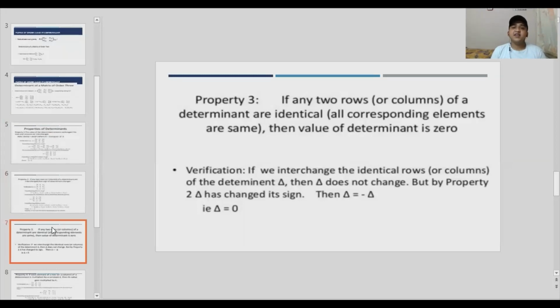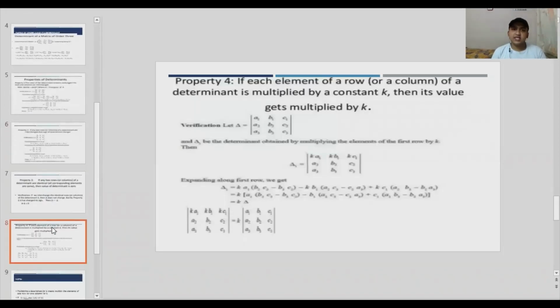Property 3. If any two rows or columns of a determinant are identical, then its determinant is equal to 0. As when we perform row operations, we get a complete row or complete column to be 0 and the total value becomes 0. Fourth property, if each element of a row or a column of a determinant is multiplied by a constant k, then its value gets multiplied by k.